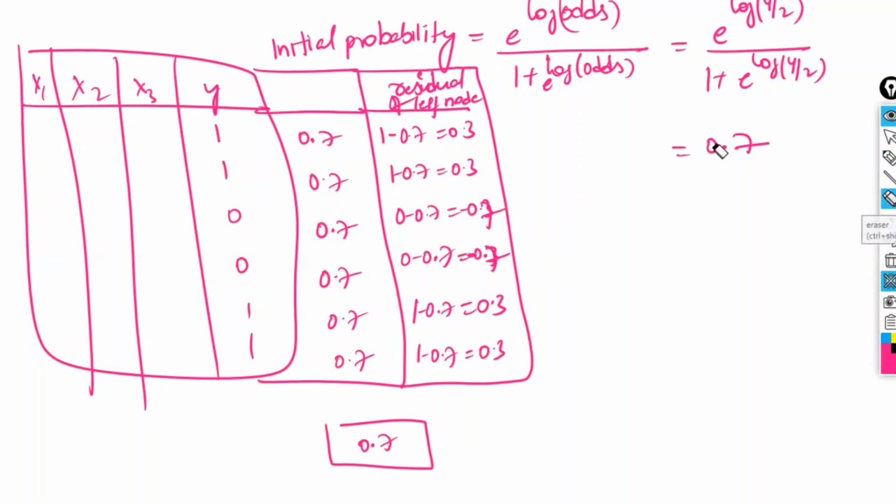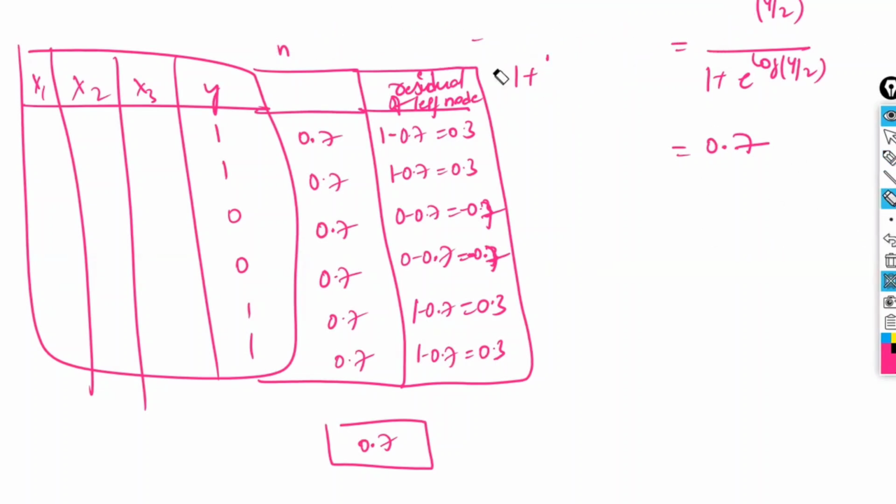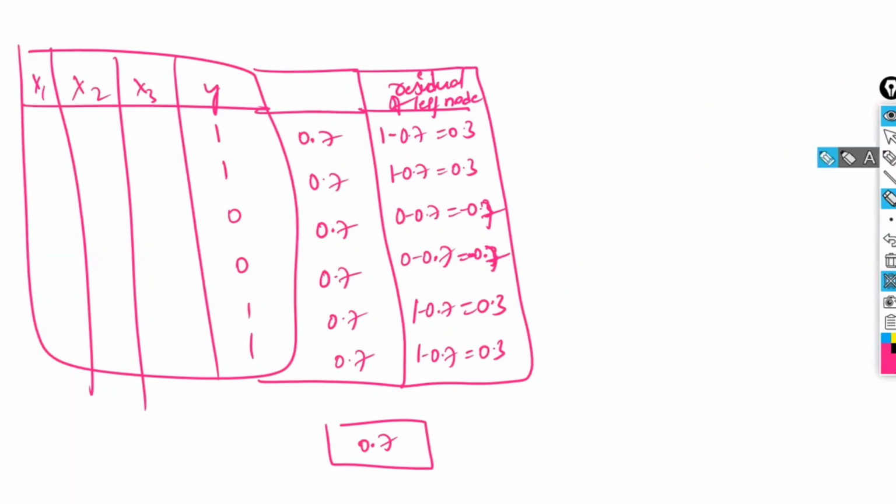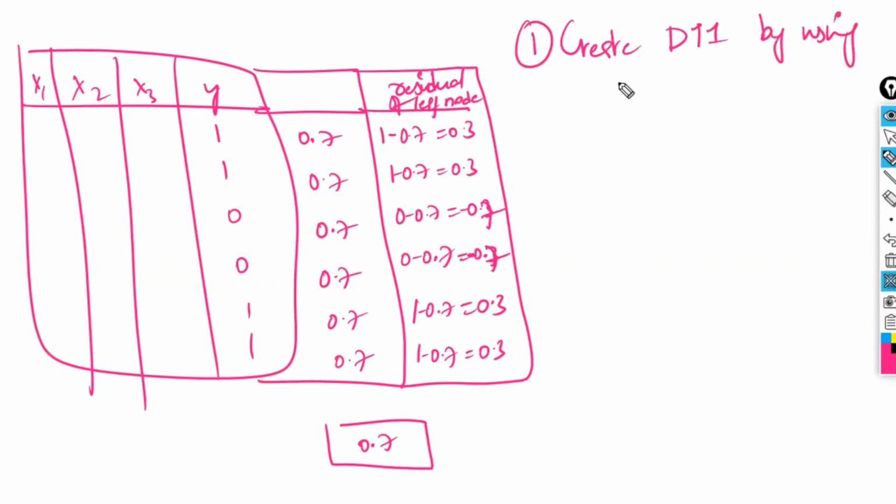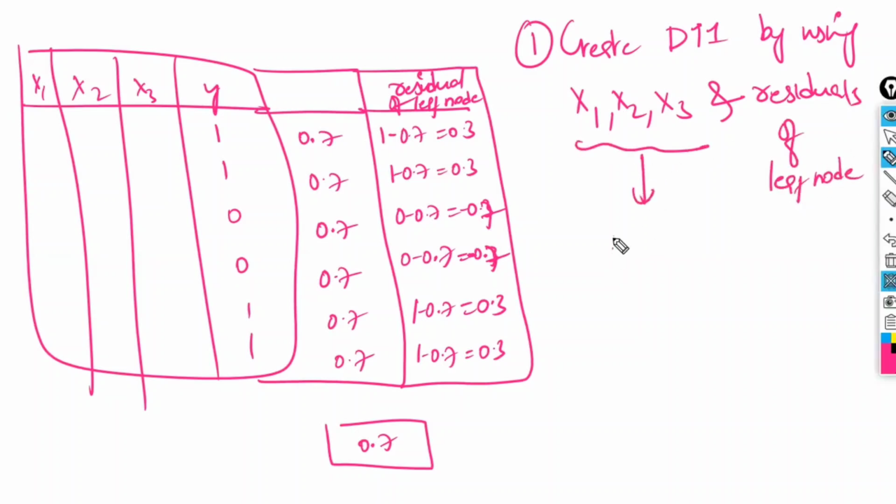Okay, box is completed. One more column is completed. Now in the notes, you have to write the next step: create decision tree number 1 by using x1, x2, x3 as input and residuals of leaf node as output. Create your first decision tree.